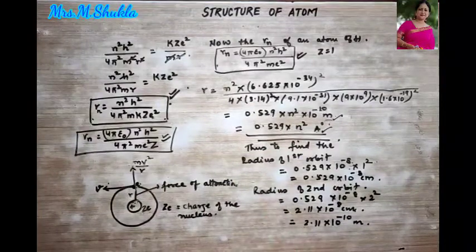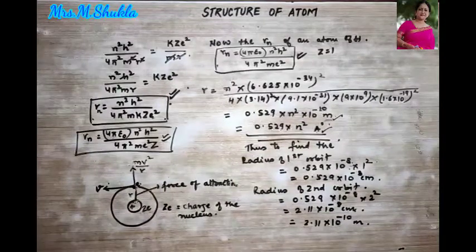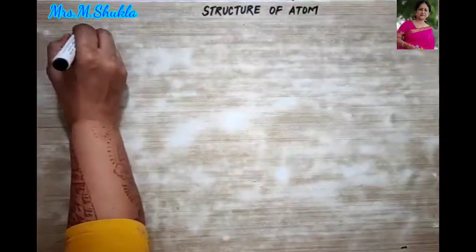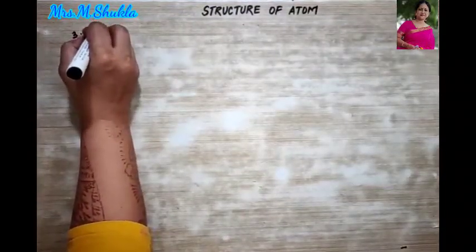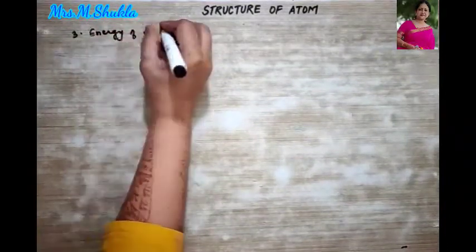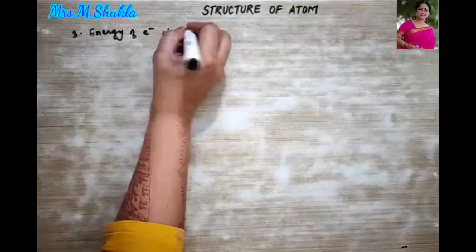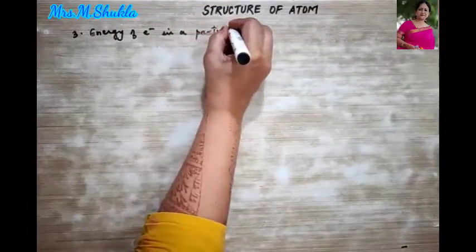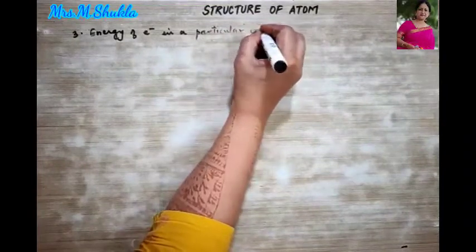Now we move to the third merit of Bohr's model. Now what was the third merit? It was to calculate the energy of the electron in a particular orbit.